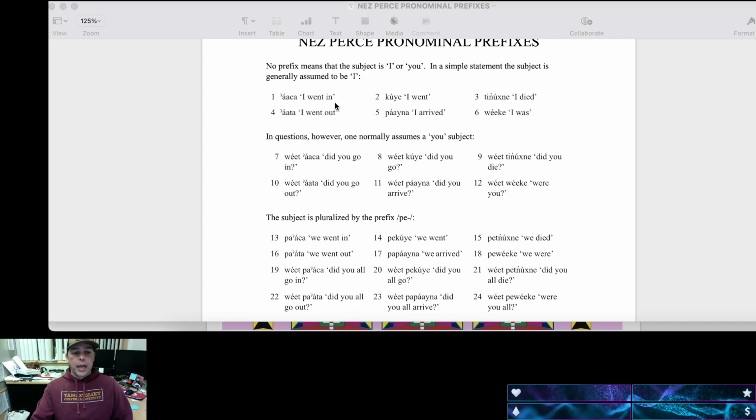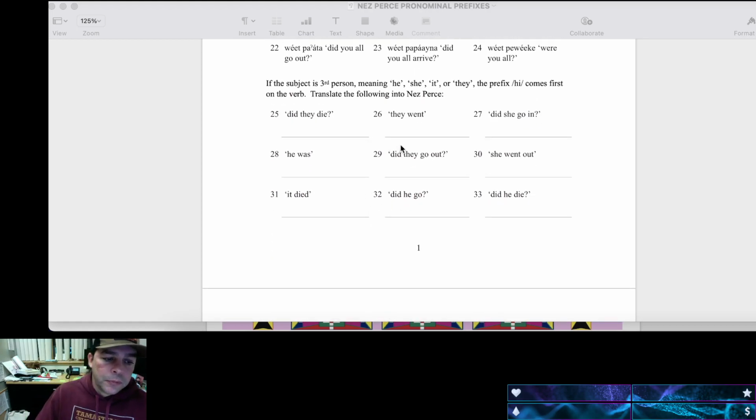So if we don't use anything, the root word for go in is oughts. So if we don't put anything on the front and we just say oughtsa, we give it a simple past tense, it means I went in. It could also mean you went in. It doesn't matter, it can mean either way. But if we want to talk about somebody else, a third person, then we put this he on the front right here.